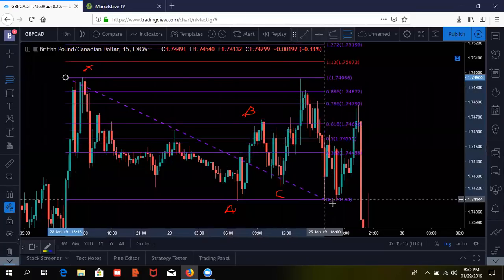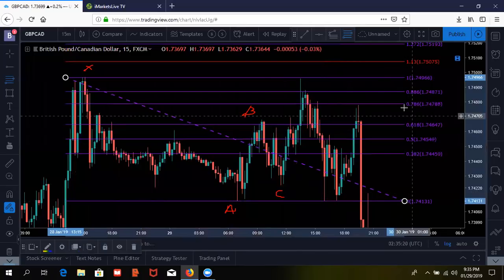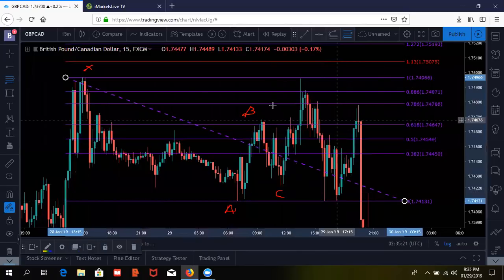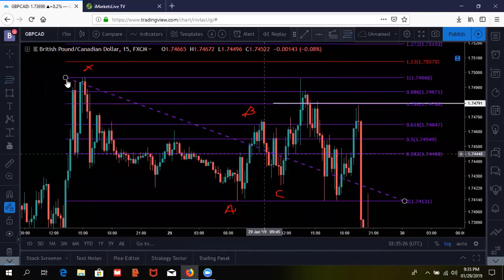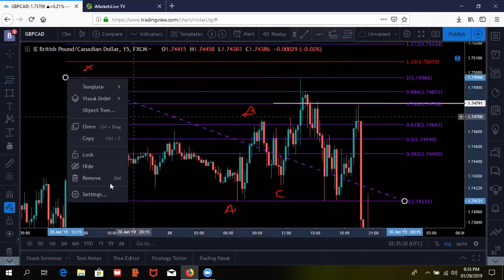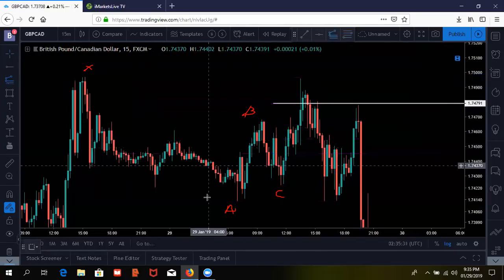X to A. Let me extend that out. Looking for that 78.6 right here. Let me go ahead and throw a trend line right there, 78.6, and then looking for that 1272 level as well for me to enter that trade.